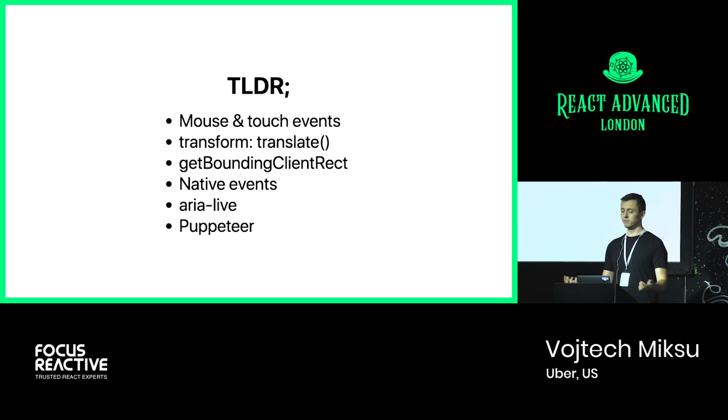So let's wrap this up. If you don't want to use the HTML5 API, and you should not because it doesn't support mobile, use mouse and touch events instead. For positioning, transform translate works really fast. There are many useful DOM APIs, like getBoundingClientRect for measuring things. Don't try to use React events or mix them with native events, just go fully native. Even very complex interactions can be accessible if you use live regions. And for testing, consider Puppeteer.